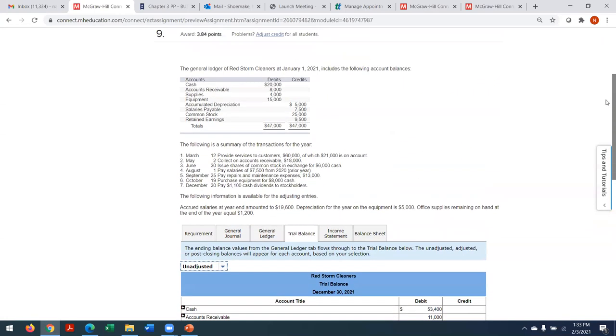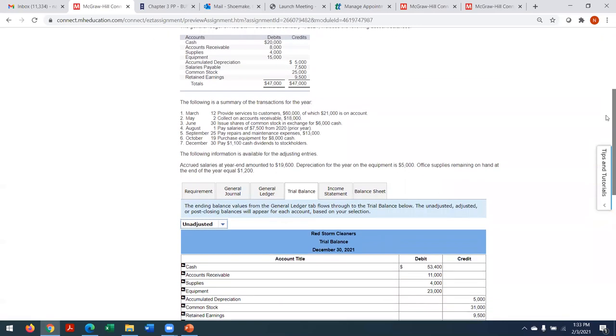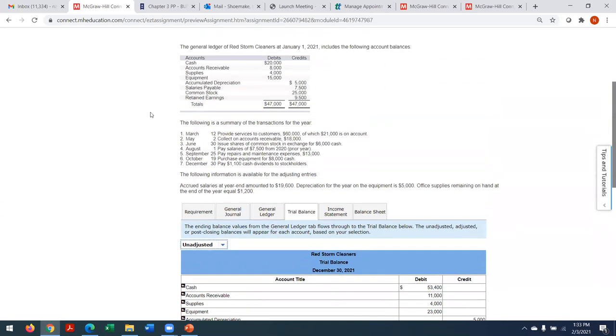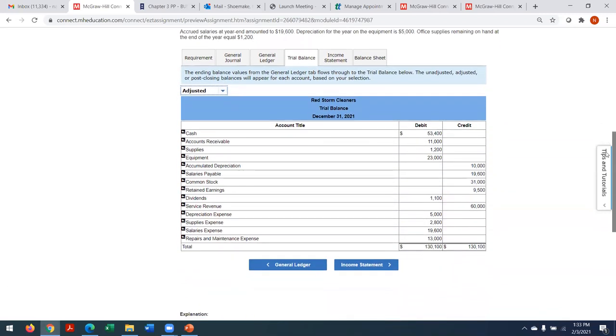When you start the year with these figures, and these are the various transactions, after you complete these transactions, here is your unadjusted trial balance. Then they're going to ask you to create adjusting entries. Accrued salaries at year end amount to 19.6. Depreciation on equipment is 5, and office supplies remaining is 1200. After you create those journal entries, you have what's called an adjusted trial balance, right here.